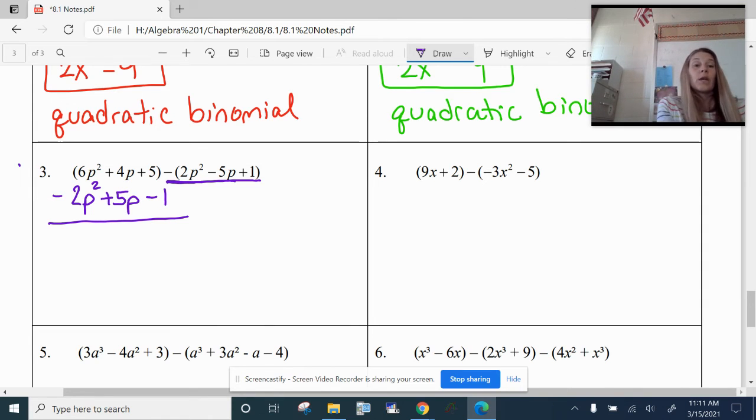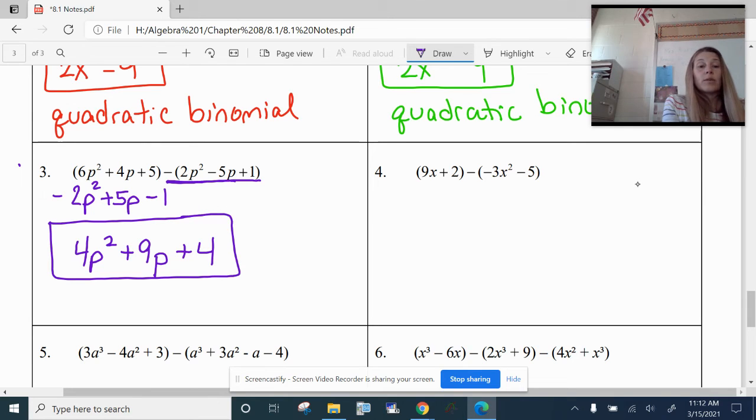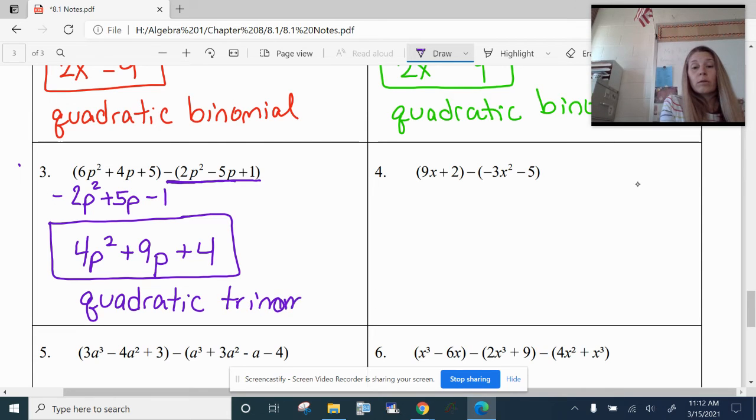So notice again, as I distributed that negative to everything, I put what I ended up with underneath the other like terms. So 6p squared minus 2p squared will be 4p squared. 4p plus 5p will be 9p. And then 5 minus 1 is 4. Okay, and then this is quadratic because the largest exponent there is that 2. And it's a trinomial. A quadratic trinomial.